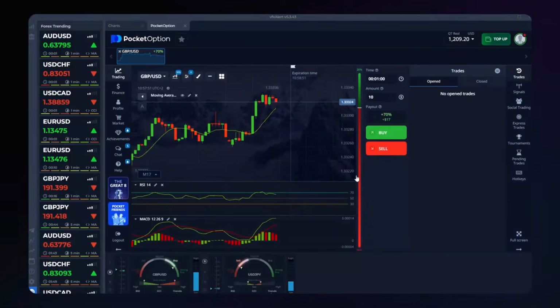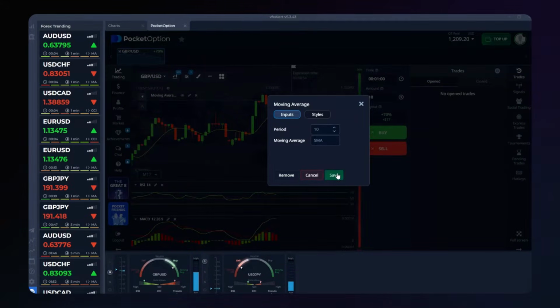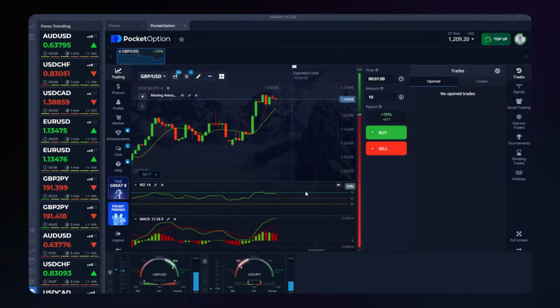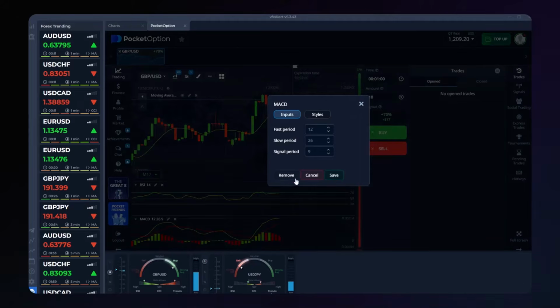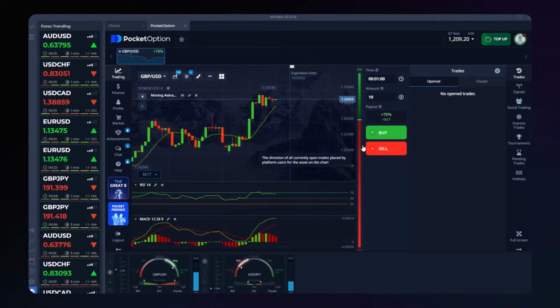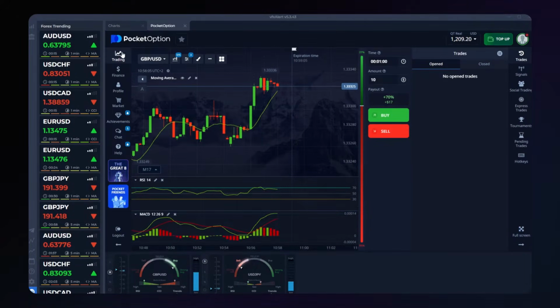So we need 3 indicators. First one, simple moving average, SMA, with period 10. It shows us the main market direction. Remember, this strategy only works when the market is trending, at least 15 to 25 points range. If it's flat, we don't trade.